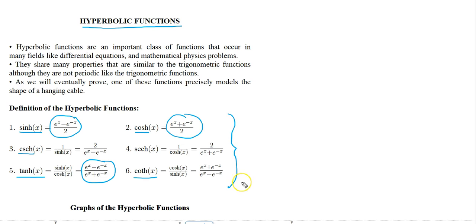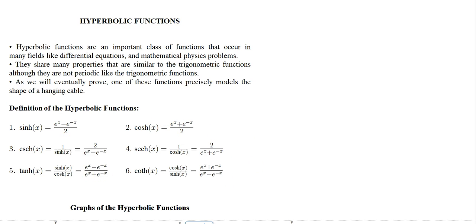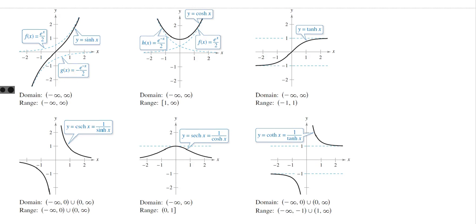Now let's take a look at what the graphs of these functions look like. So here we have the graph of all 6 of our base hyperbolic functions. Right here we have the graph of sinh. That's what it looks like.